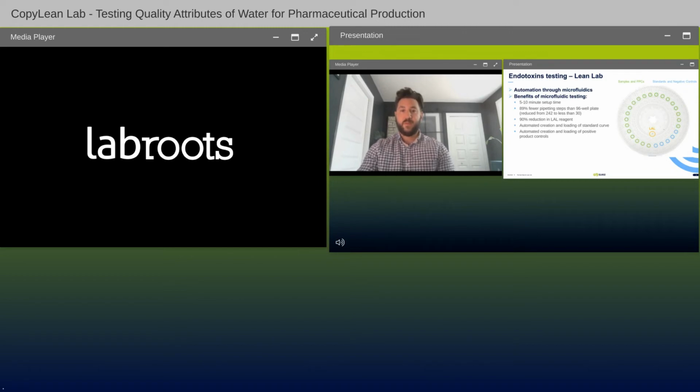We have a 90% reduction in LAL reagent. So we have sustainability in the back of our minds. We take 1 milliliter of LAL reagent for this microplate, and that can test up to 21 samples, where with a traditional 96-well plate, you will need around 10 milliliters of LAL reagent. We automated the creation and loading of the standard curve, so we have that standard curve already embedded on the plate. And we automated the loading of positive product controls, and all of your PPCs are already on the plate as well.